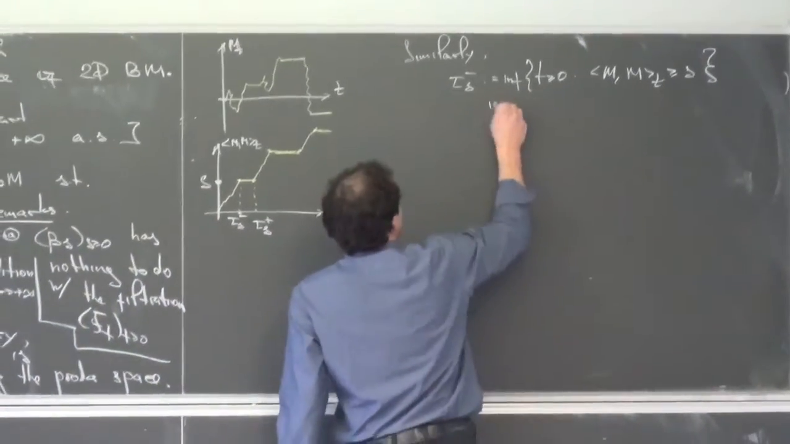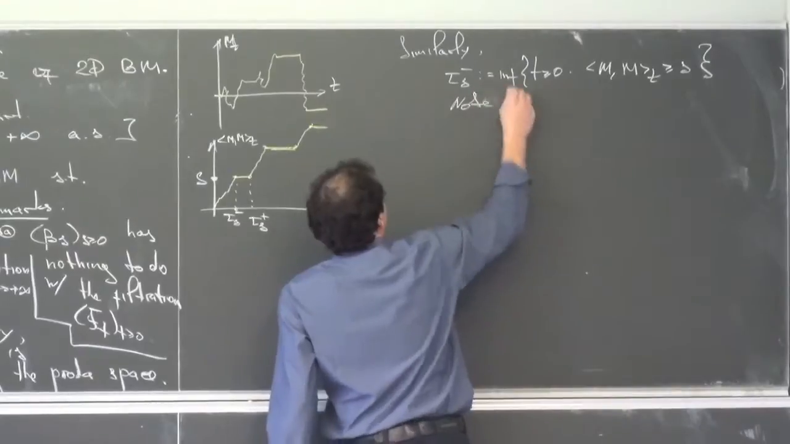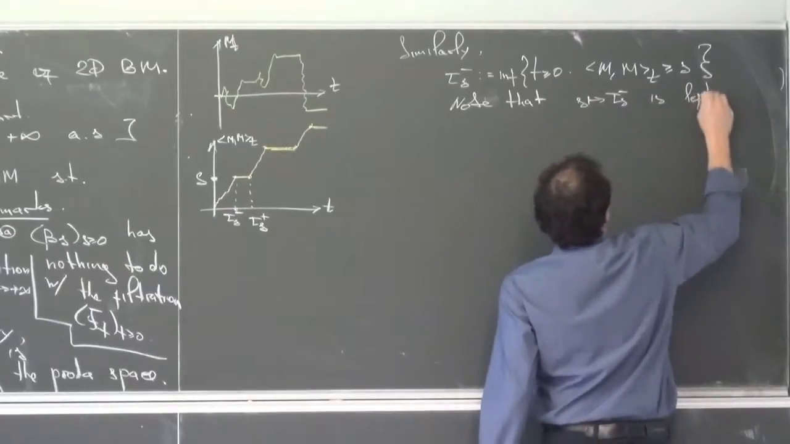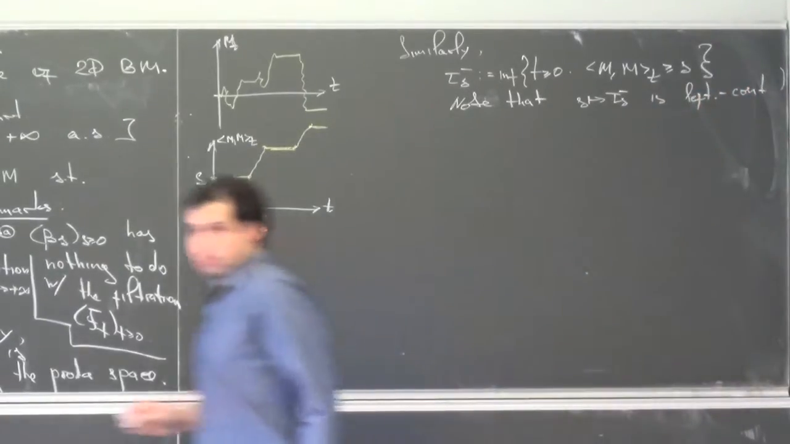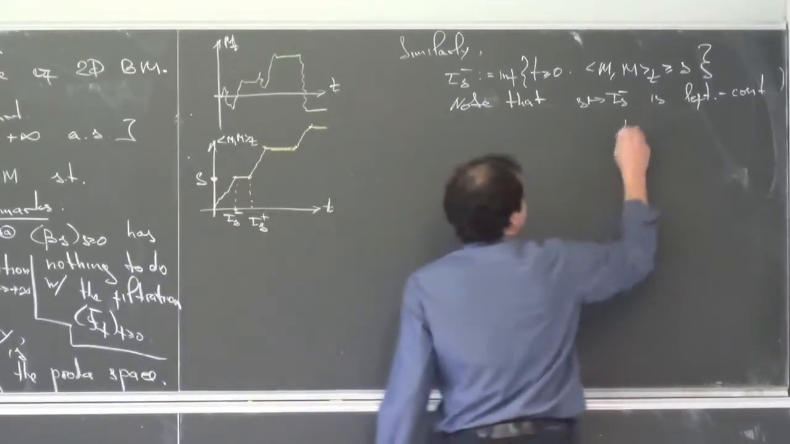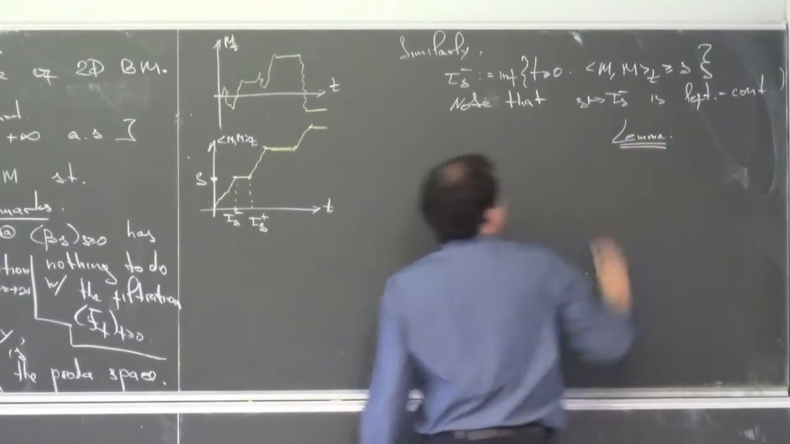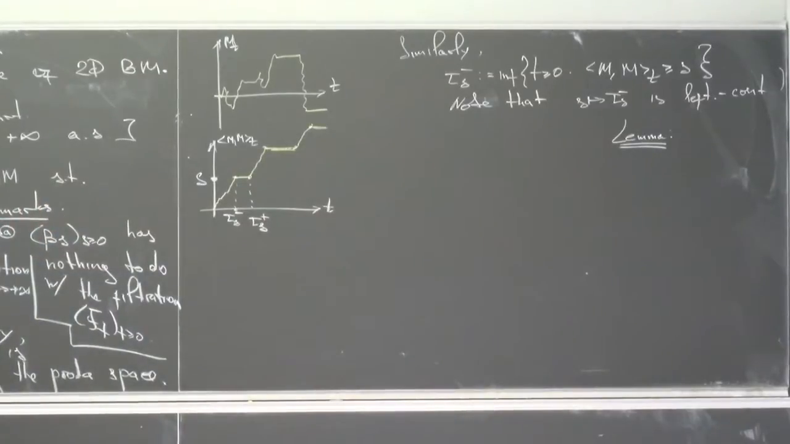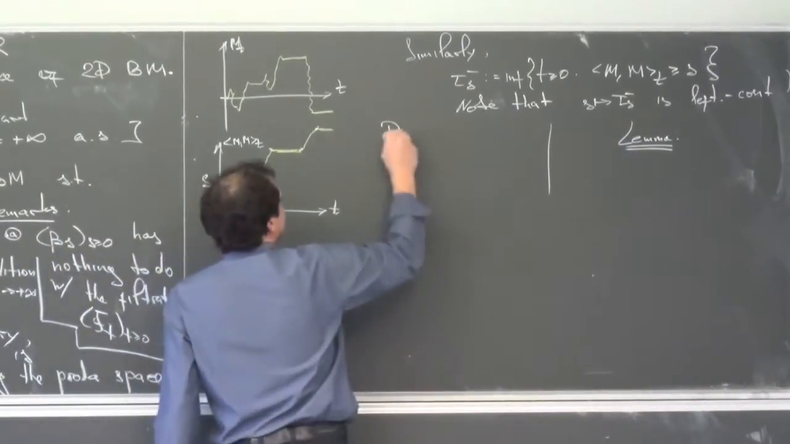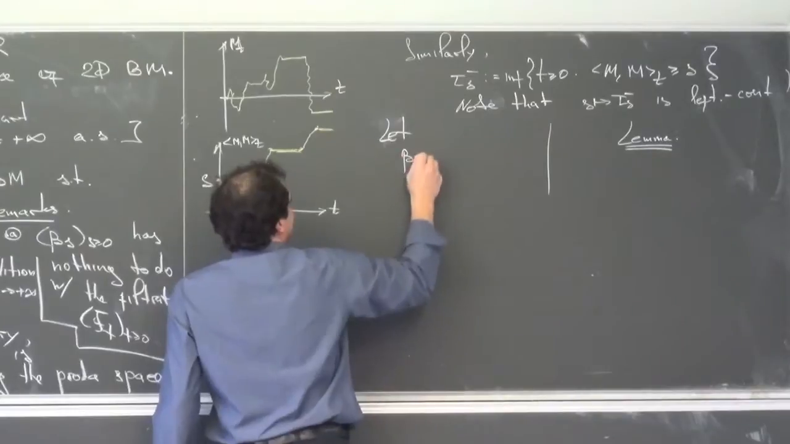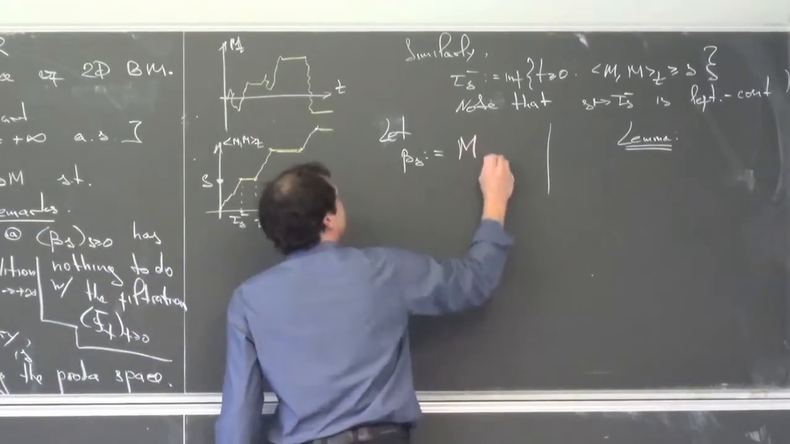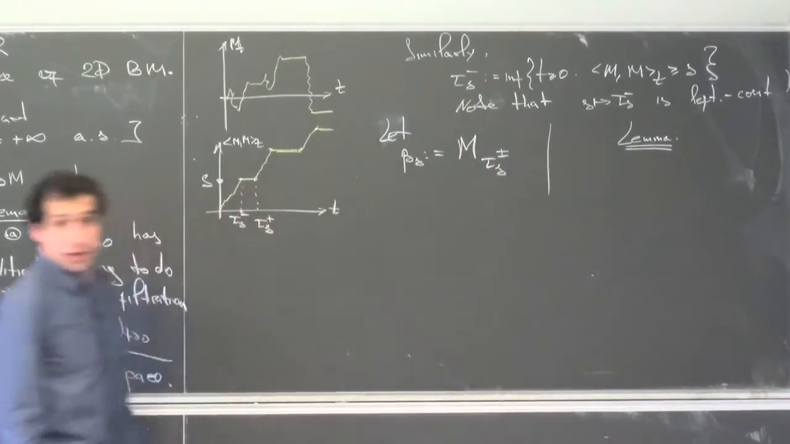And again, this is left continuous. And then what I would like to say is, provided some lemma holds, it's going to be in a minute, just denote let B_s be defined as M at time tau_s plus or minus.